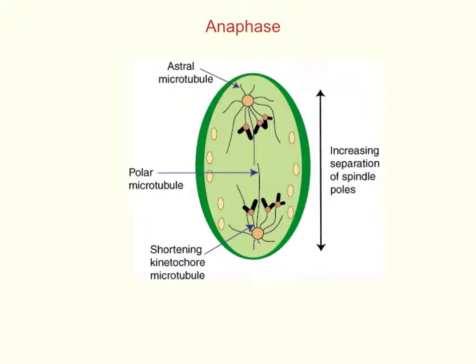Next comes anaphase. It begins when the sister chromatids of each chromosome are split. The chromosomes move towards opposite ends of the cell. This movement is caused by the shortening microtubules of the spindle.